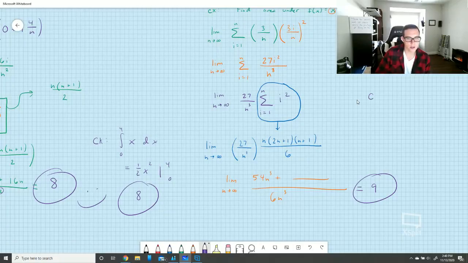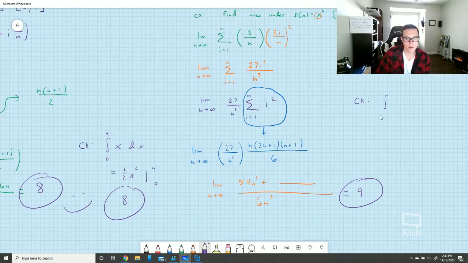Let's check our answer. Area under the curve, 0 to 3, x squared dx is 1/3 x cubed from 0 to 3. Plug in 3, you get 27 over 3, which is 9, minus 0, which is 9.